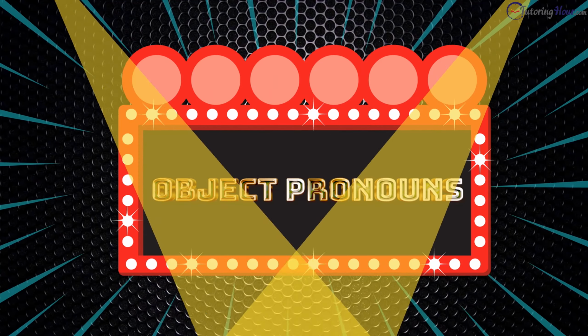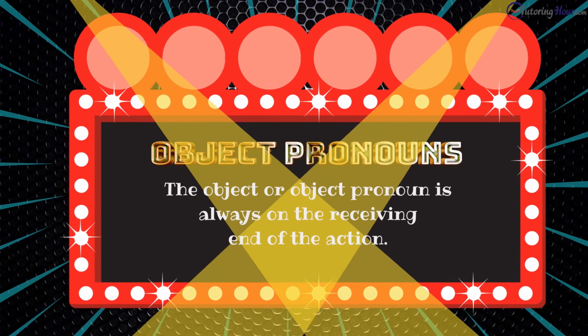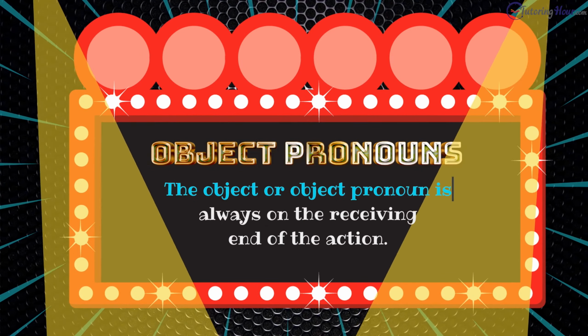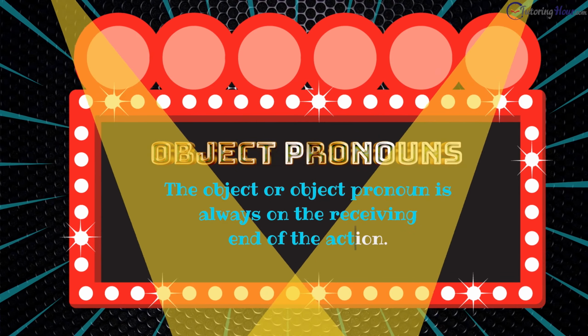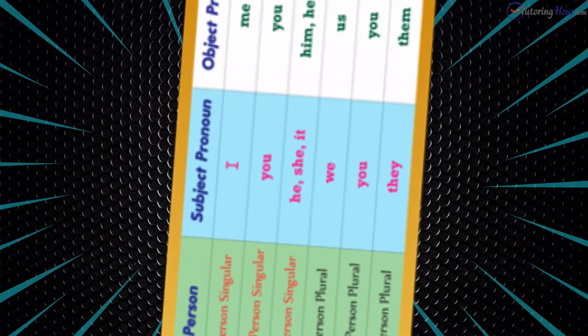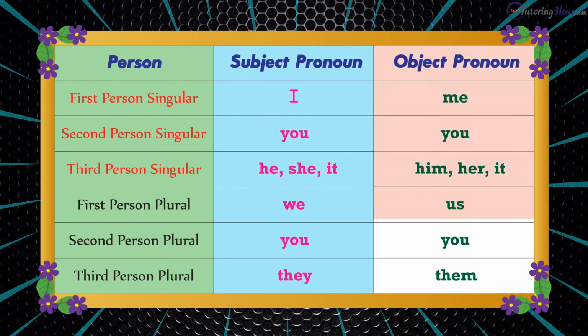We'll now move on to the object pronouns. The object or object pronoun is always on the receiving end of the action. Let's take a look at this chart that lists the object pronoun appropriate for each subject pronoun. The pronouns me, you, him, her, it, us, you, and them are object pronouns. They replace the nouns that function as objects in the sentence.